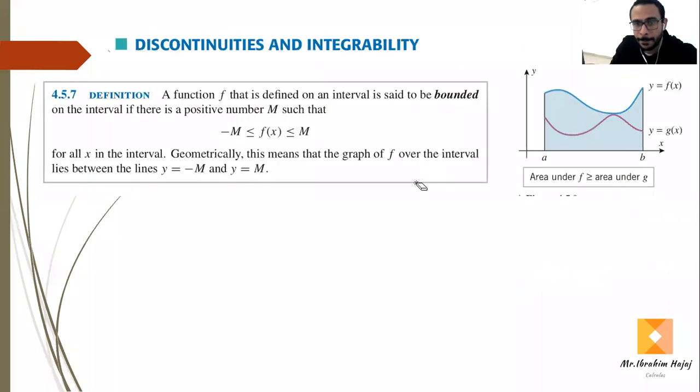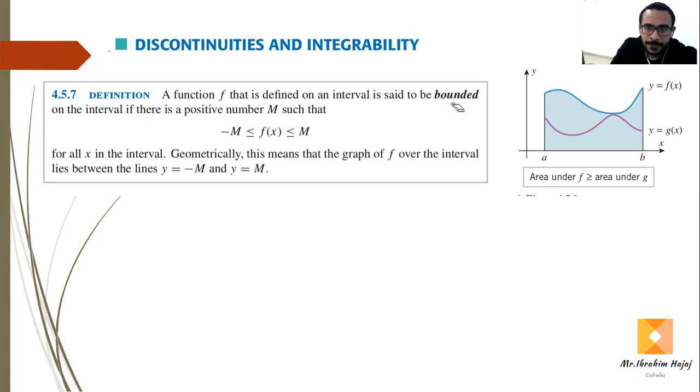Okay? Discontinuities and integrability. Okay, and when the function is continuous, here the function f is defined on the closed interval. We're back to the same topic as the first term, looking at discontinuity and integrability, to see whether it is integrable when it's continuous or not.